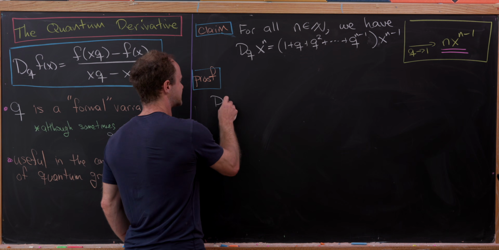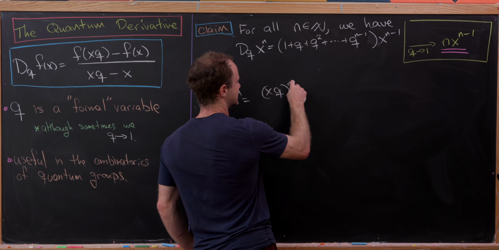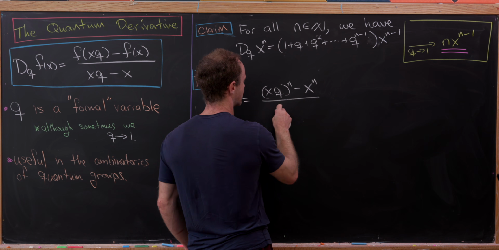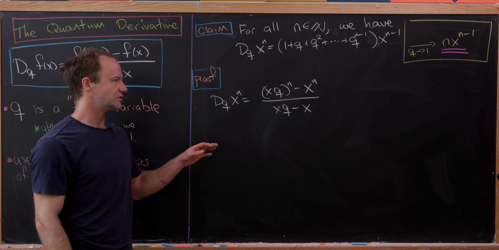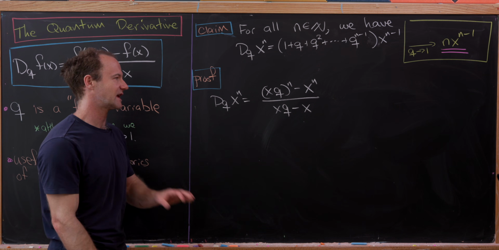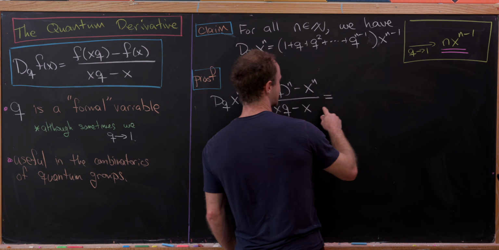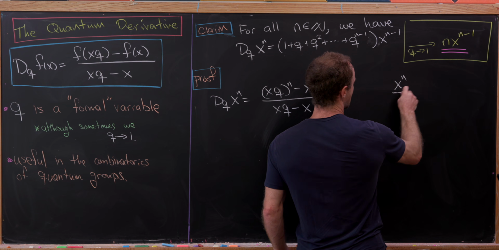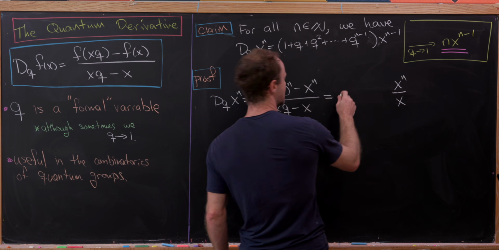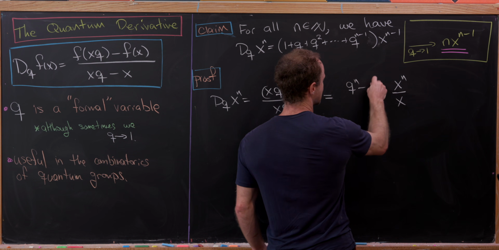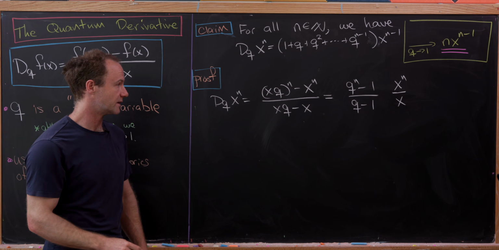Okay, so let's take d_q of x to the n. Notice that'll be (x times q)^n minus x^n over x times q minus x. Now from here, what I'd like to do is factor out as many x's as I can from the numerator as well as the denominator. So let's see, from the numerator, I can take an x to the n out, and from the denominator, I can take an x out, and I'll put them over there on the right-hand side. Then in the numerator, I'll be left with q to the n minus 1. In the denominator, I'll be left with q minus 1.